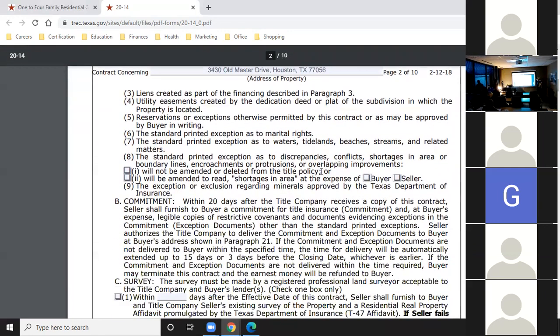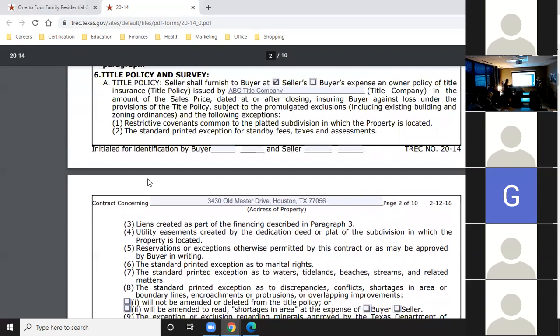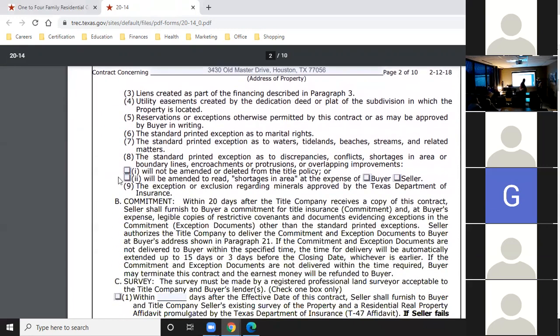All right, so ask them about 8. Now, Miss Linda, you can help on this one because I know it's not going to be open. And this is still under title policy and survey. So let's ask Miss Leela, what do you think goes there? What does Miss Leela think for 8?